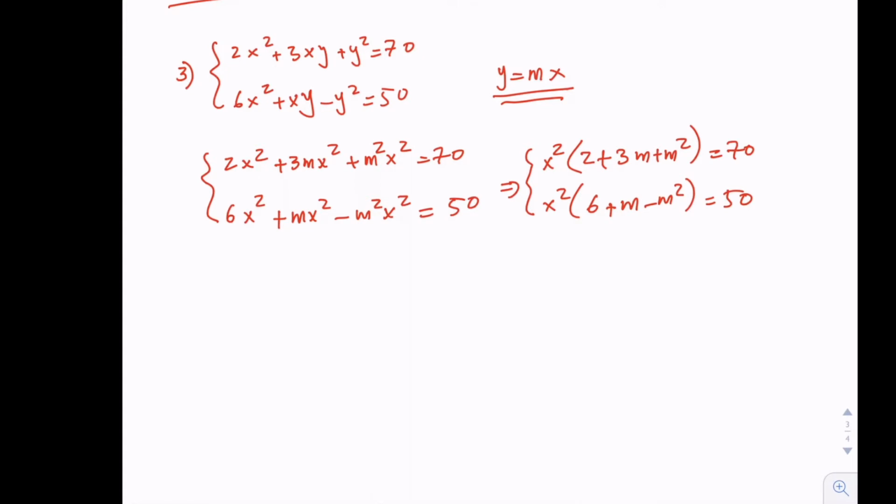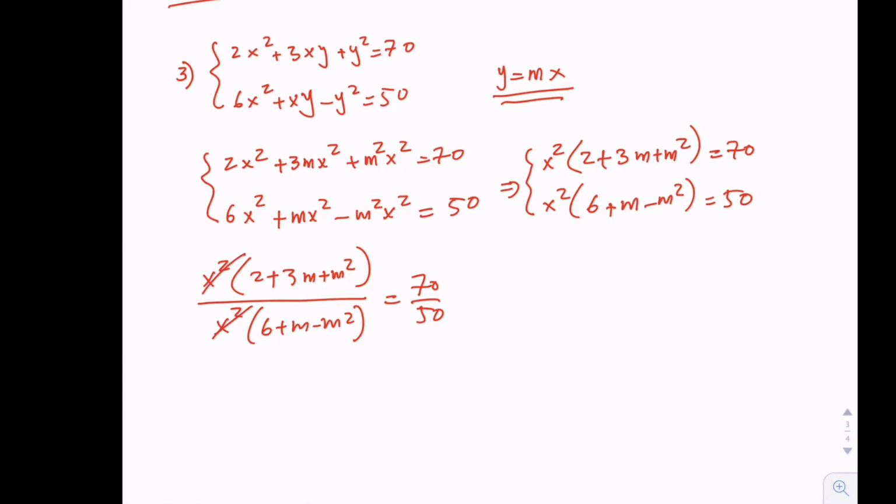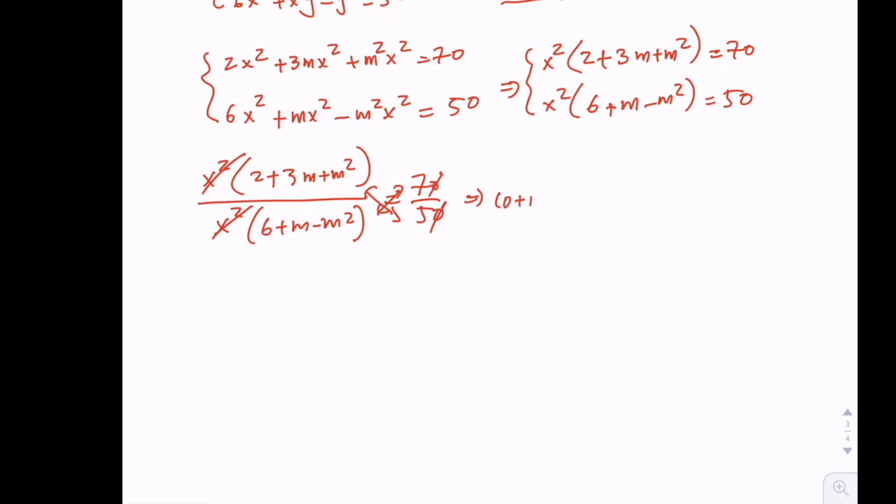So let's divide them by each other. It will be x squared times 2 plus 3m plus m squared, divided by x squared times 6 plus m minus m squared, is 70 divided by 50, and the x squareds will cancel. Now if I cross multiply, the equality will still hold, and 70 and 50 can be simplified to 7 over 5. We will get 10 plus 15m plus 5m squared is equal to 42 plus 7m minus 7m squared.